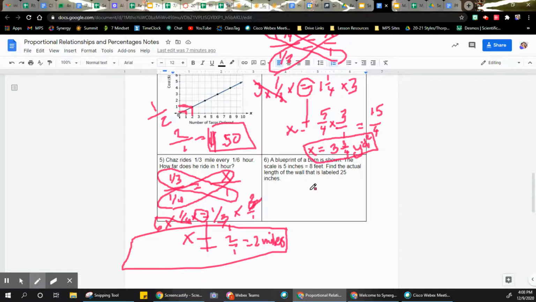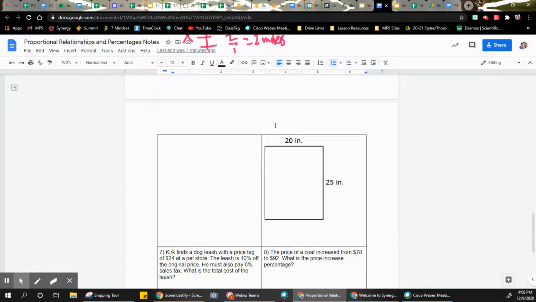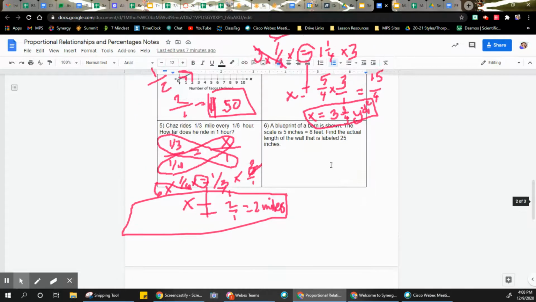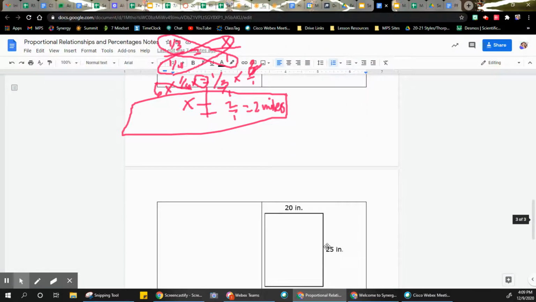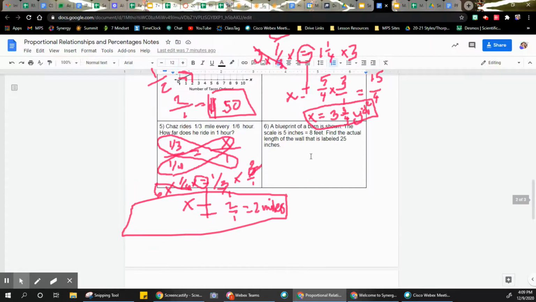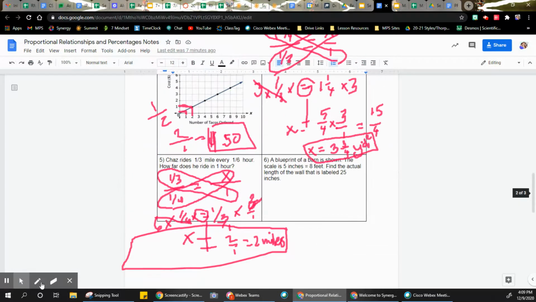Okay, going on to the next one. A blueprint of the barn is shown, and it looks like it kind of got put on the next page for us. 5 inches is equal to 8 feet. Find the actual length of the wall that is labeled 25 inches. Okay, so if we know that 5 inches is 8 feet, this is 25 inches, so we got to set that up. Okay, so 5 inches is 8 feet equals 25 inches for our wall and x feet.